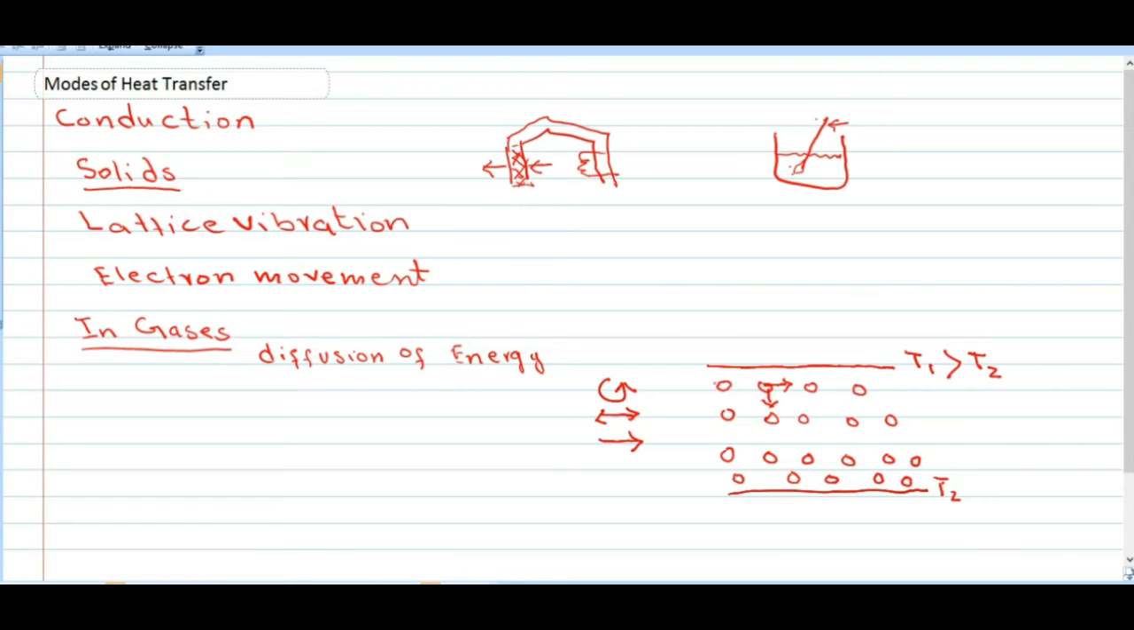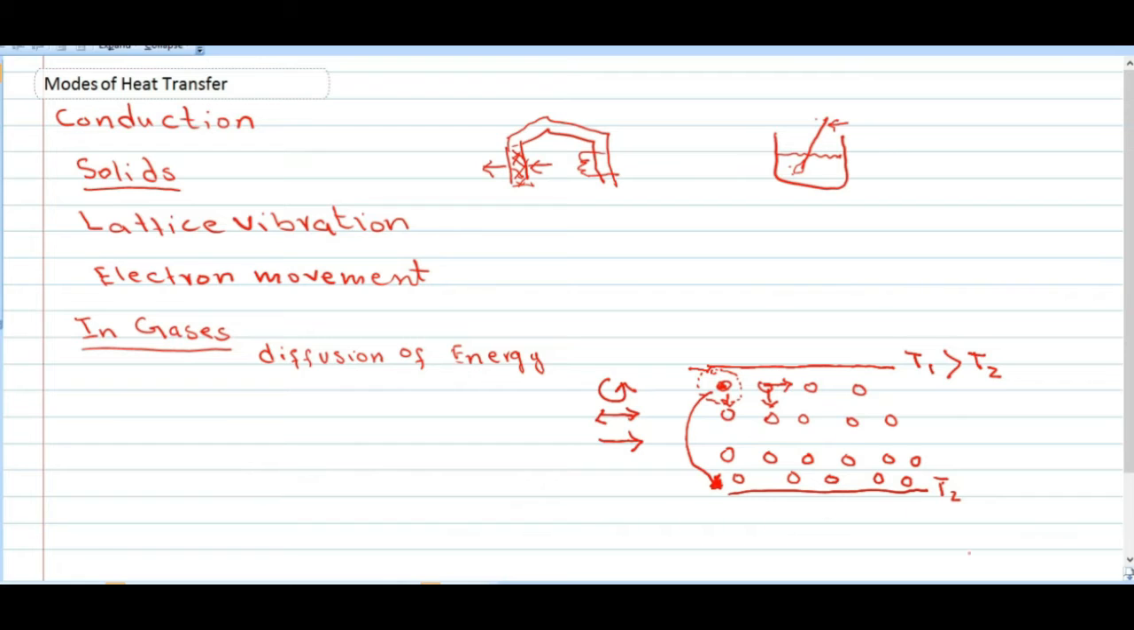This does not happen, that these molecules will leave their place and come to this plate. If this happens, then there will be no conduction. If it only collides with the neighboring molecules and transfers its energy to them, and its mean position is almost the same, then this phenomenon is conduction in gases.